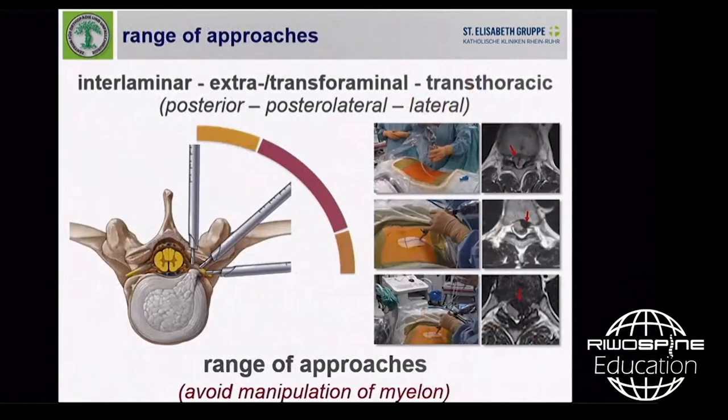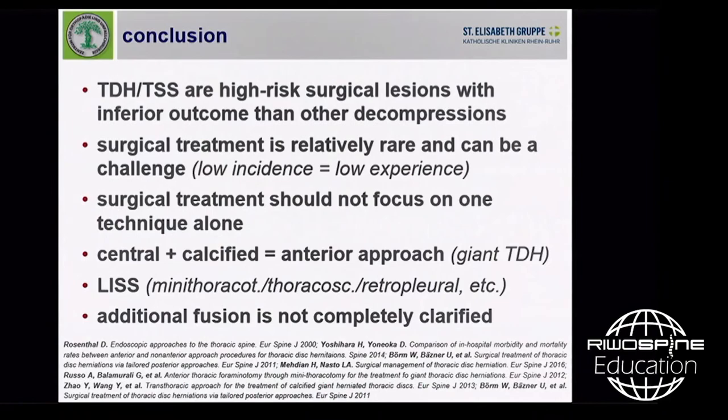So when we work at the thoracic spine, do we need three approaches? It's not possible to do everything with one approach. No, we know that from open surgery, we need this range of approaches because our first goal is to avoid the manipulation of the thoracic myelin. We know operations at the thoracic myelin are really high-risk operations with the highest rate of complications. So, conclusion: high-risk surgical lesions.